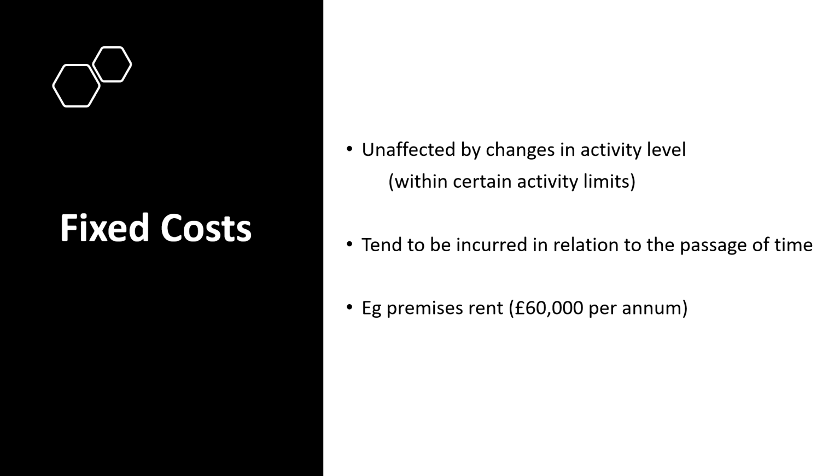So an example here would be rent. If a business rents premises from which it operates and it pays £60,000 per annum to use those premises, that is an example of a fixed cost. So the rent is £60,000 per year, irrespective of the activity level. So it doesn't change with activity level.